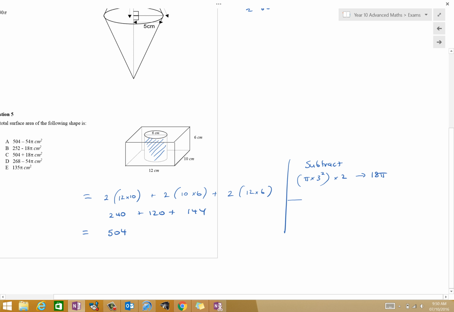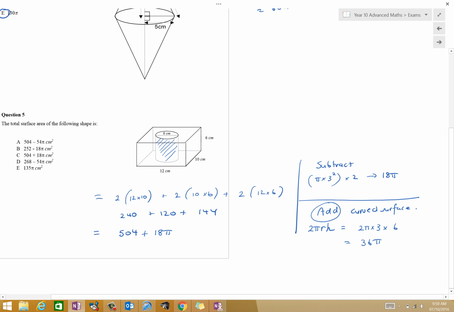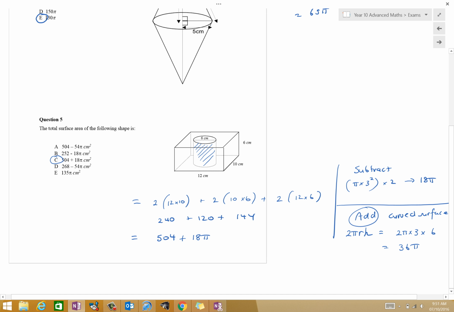But remember that we need to add a curved surface. Now, the curved surface is 2 pi rh. Now, 2 pi rh is 2 pi times 3 times the height, which is 6, which is 18, that's 36 pi. So if we're adding 36 pi and we're subtracting 18 pi, then the net result is we are adding 18 pi. So hence the answer is C.